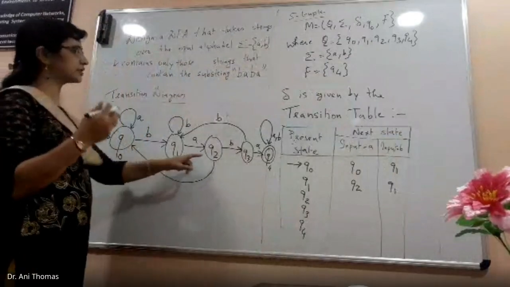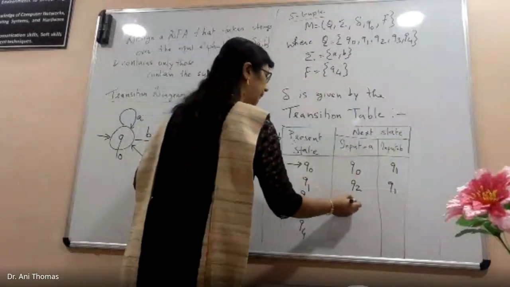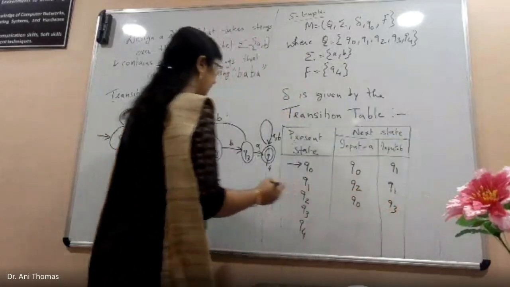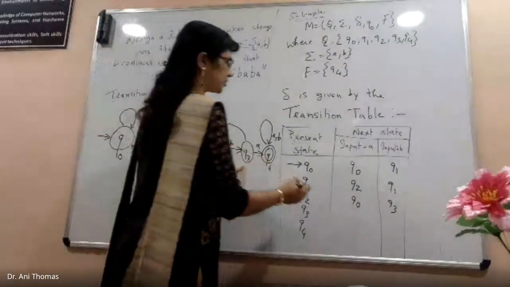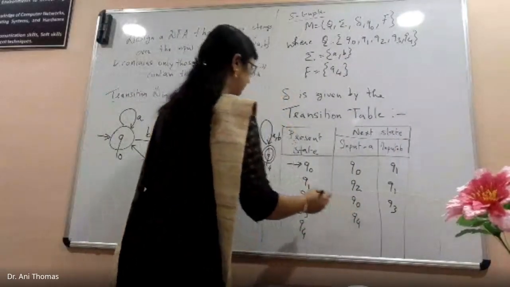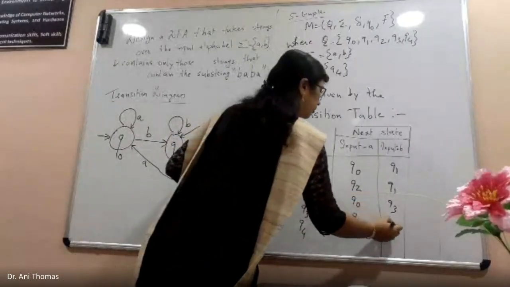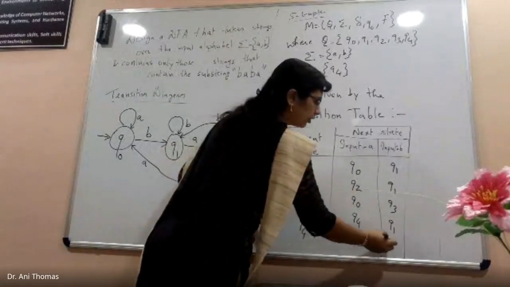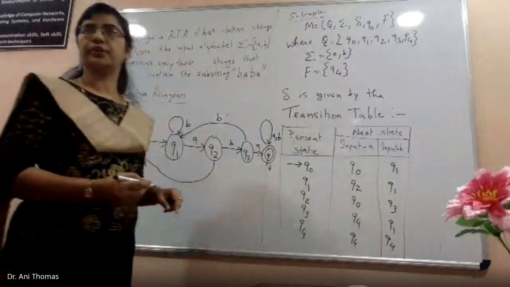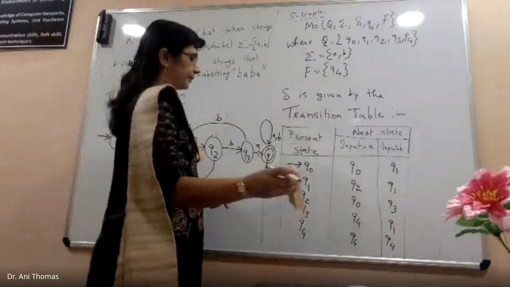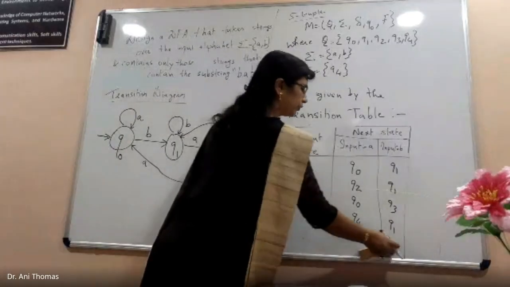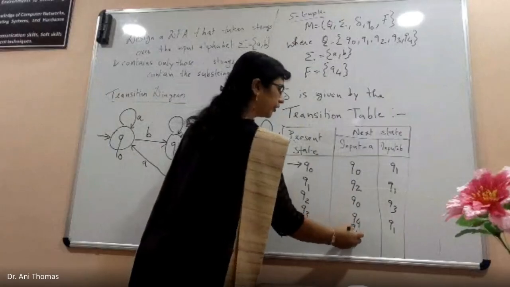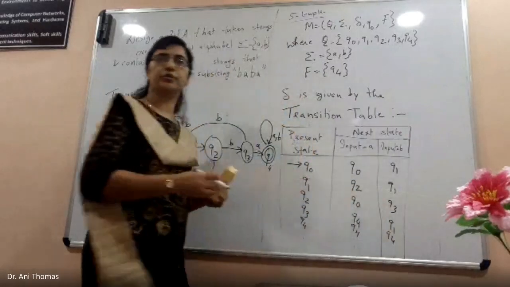Now, we can make the transition table: Q2 on A, Q0; Q2 on B, Q3; Q3 on transition A, Q4; and Q3 on transition B, Q1; and Q4 on transition A and B is going to Q4. Q4 is not visible over here, so I'm writing it again. Q4, Q4, Q4. Hope it is visible now.